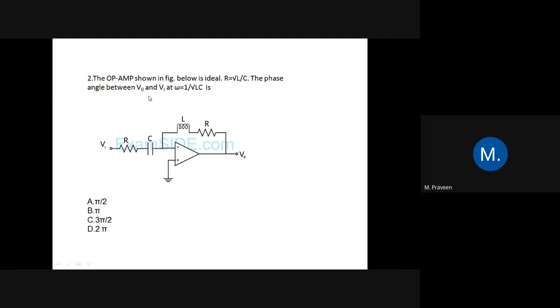The phase angle between V naught and VI. We have to find the phase angle between V naught and VI. V naught is the output voltage, VA is the input voltage. Here omega is given, which is 1 divided by root of LC. Four options are given: pi by 2, pi, 3 pi by 2, and 2 pi.